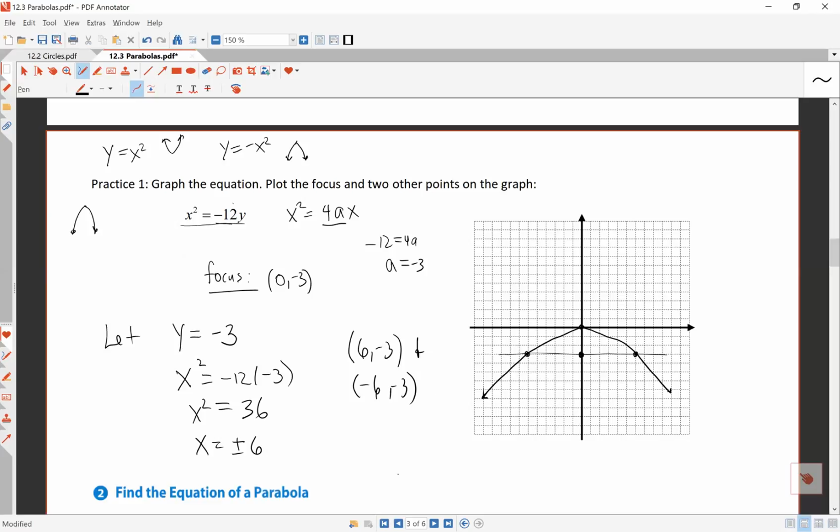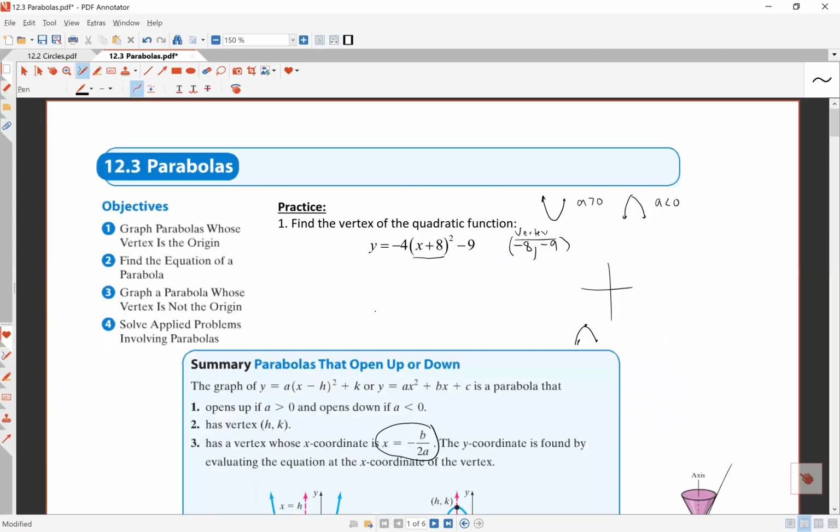This concludes the video for section 12.3, Parabolas, Objective 1, Graph parabolas whose vertex is the origin.